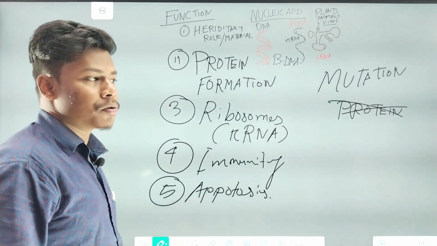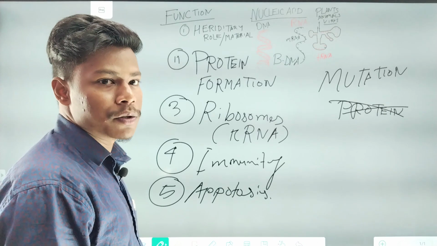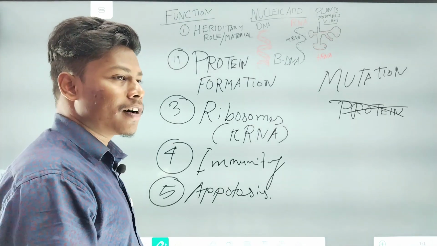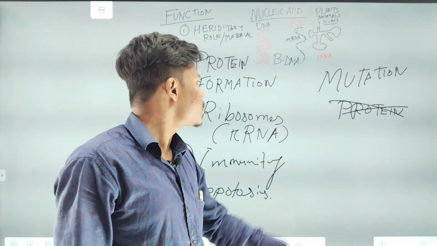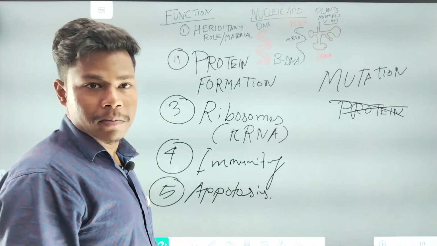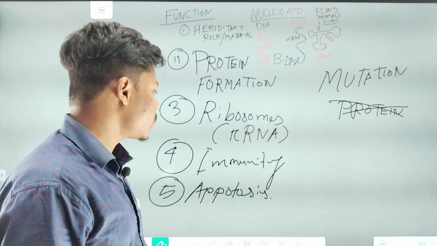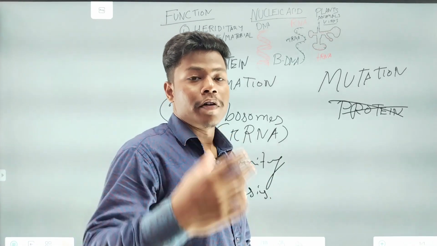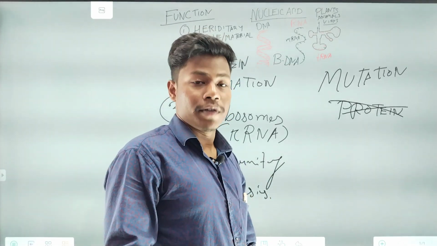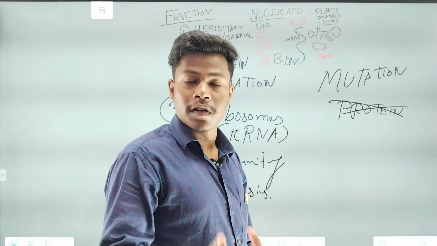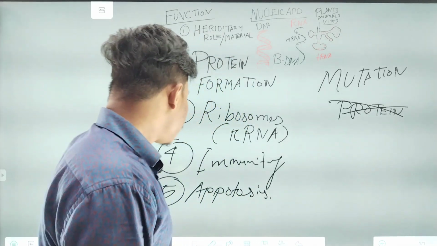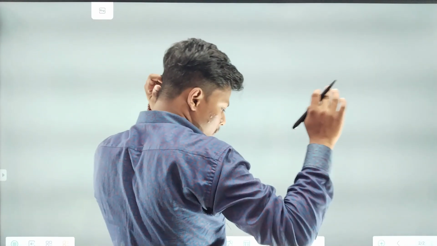The first function, the most important function, is that it is the hereditary unit of life. It is a functional and hereditary unit of life. It helps in protein formation or protein coding. It helps in formation of ribosomes. It helps your body to develop immunity, to fight infection, to develop specific organs and all. Then the basic differences.